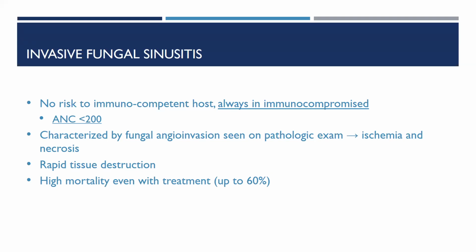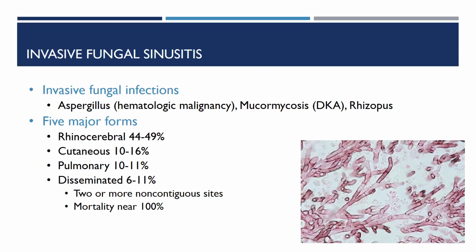We're thinking about these poorly controlled diabetics, bone marrow transplant patients, other patients with malignancy, patients with AIDS, things like that. This is getting into the nitty gritty, but there's a certain pathologic diagnosis where you have to have invasion, and it acts quickly. It really is very aggressive and has a high mortality. So it's caused by Aspergillus and Mucor.